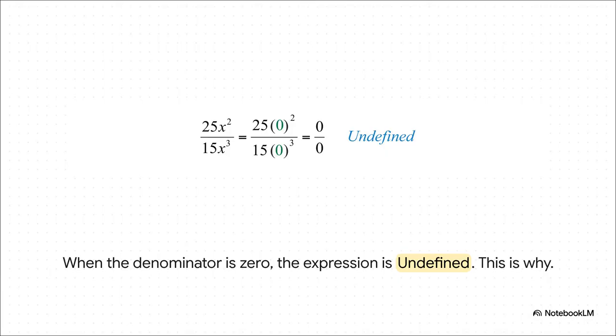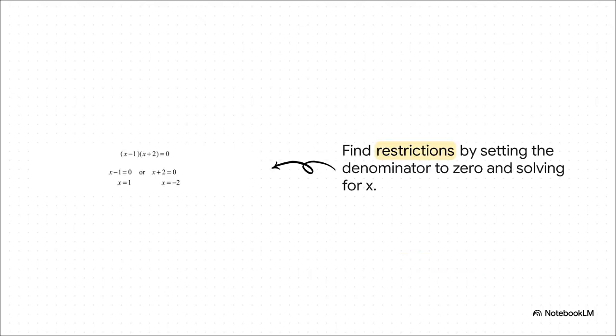And this is why. If you try to plug in a number for x that makes that bottom part 0, boom! The whole expression becomes undefined. It's like the universe of math just short circuits. It can't compute. And this is exactly why we have to find our restrictions before we do anything else. So how do we stop the universe from breaking? It's actually super simple. You just take the entire denominator, set it equal to 0, and solve for x. Whatever answers you get, those are the values that x is not allowed to be. So for this one, x can't be 1 and it can't be -2. Those are our restrictions. Easy enough?